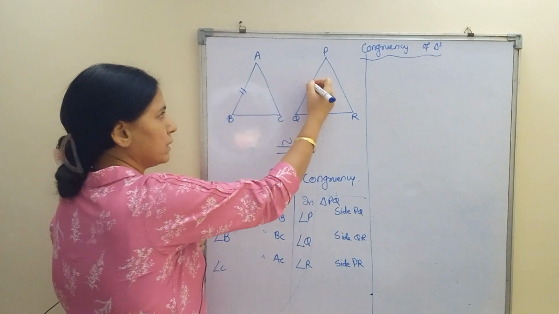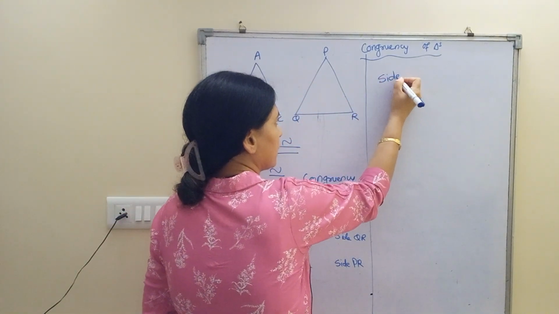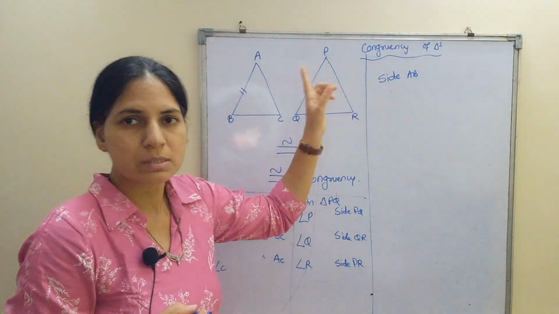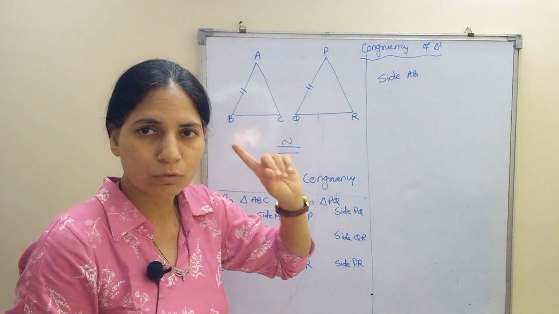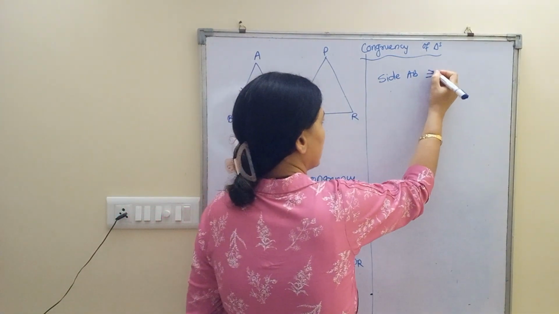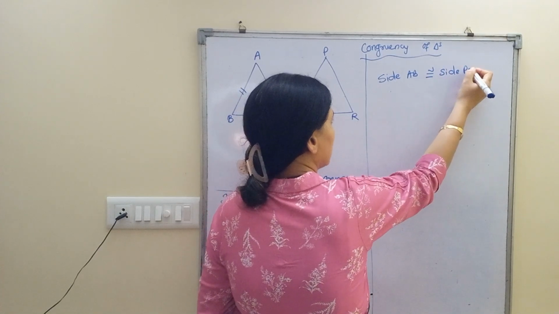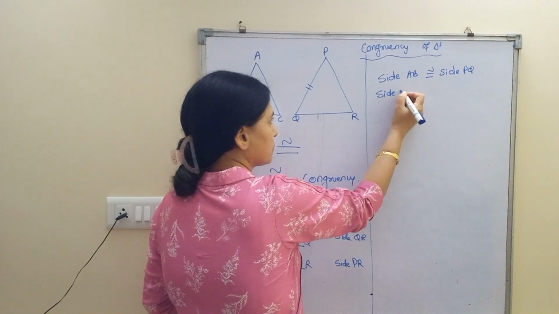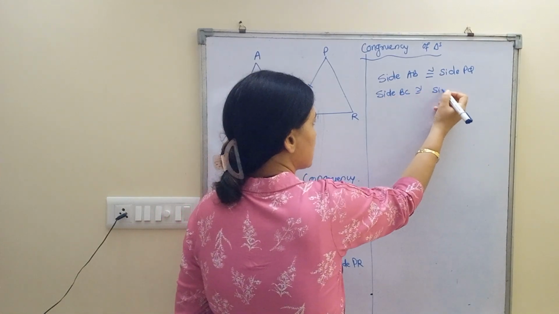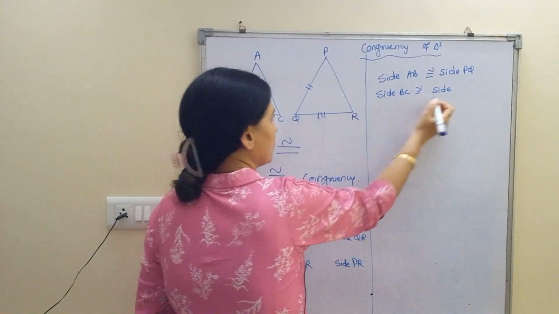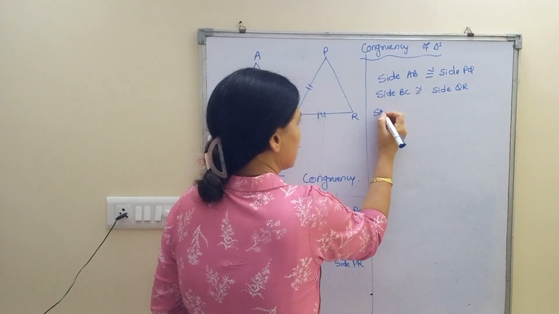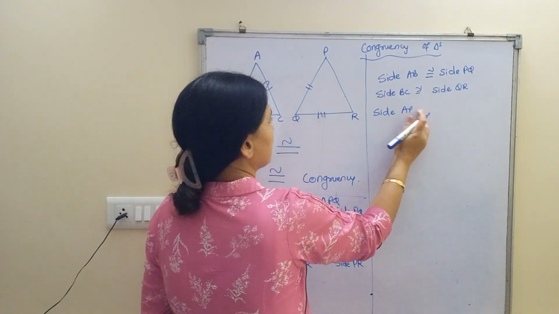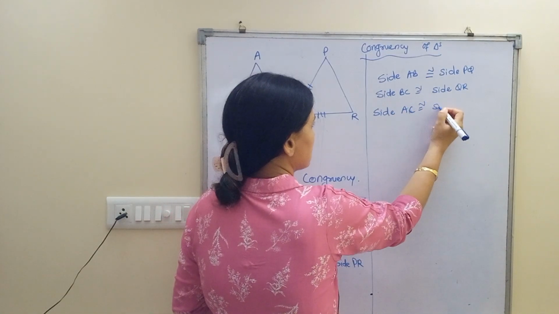Side AB is equal to side PQ. Instead of equal to, you put the sign of congruent. Side AB is congruent to side PQ. Similarly, side BC is congruent to side QR, and side AC is congruent to side PR.